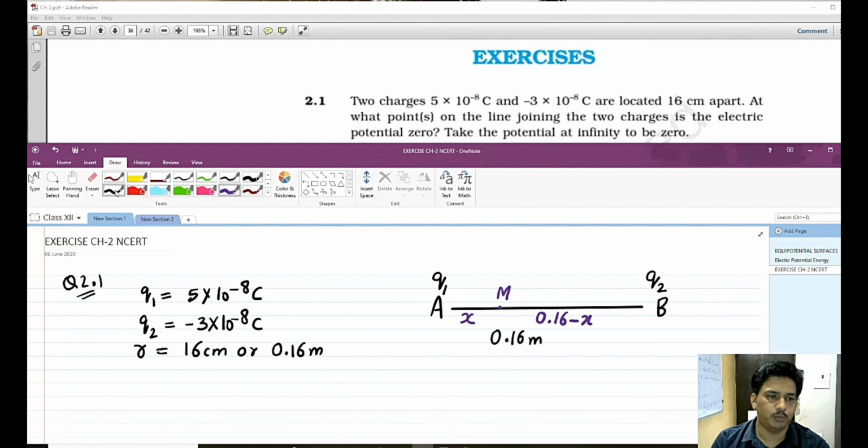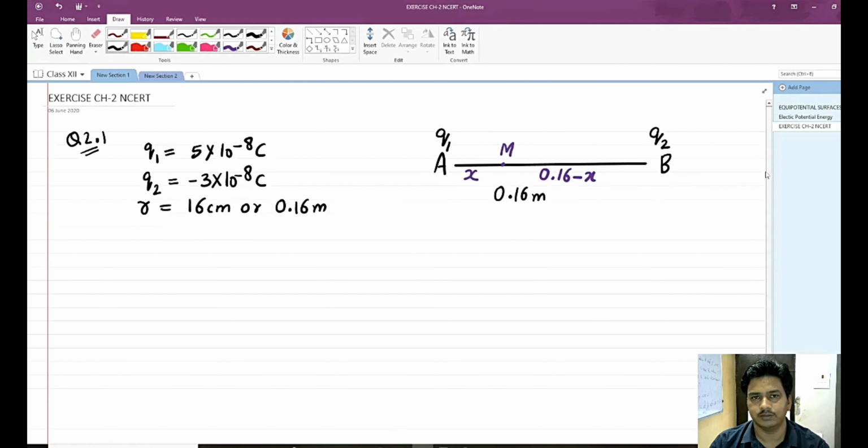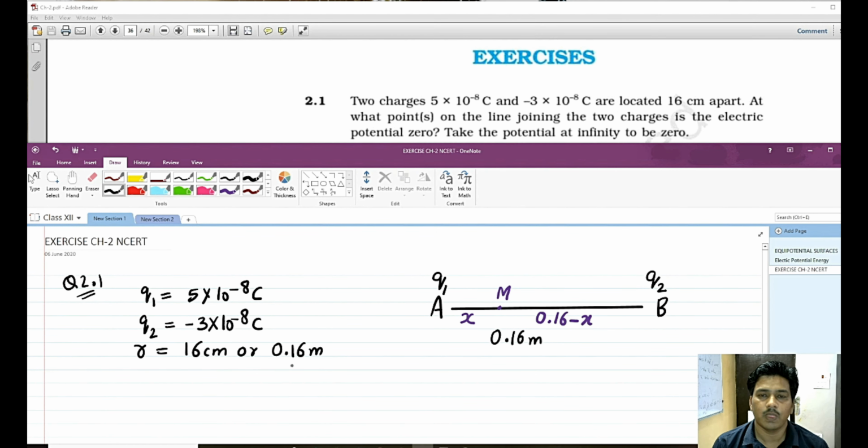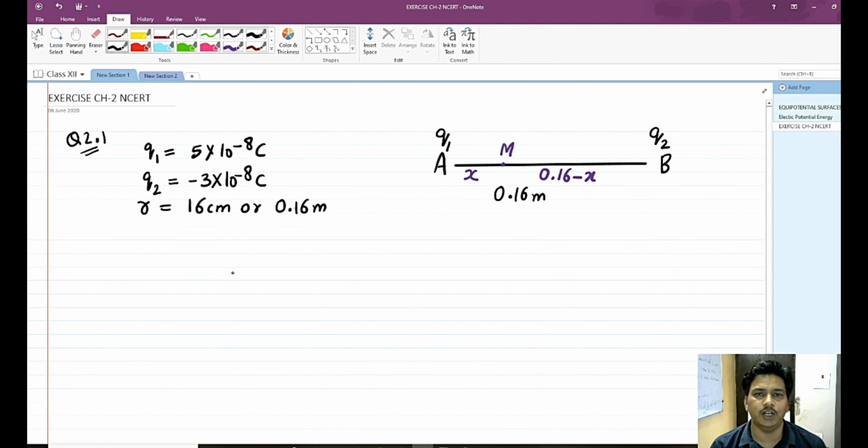Now electric potential is a scalar quantity. So we can add or find the sum of the total potential algebraically. As we know that electric potential is a scalar quantity, so for scalar quantities we can do algebraic sum. So total potential at point M is equal to 0. That is the sum of potential due to first charge Q1 and potential due to second charge Q2.